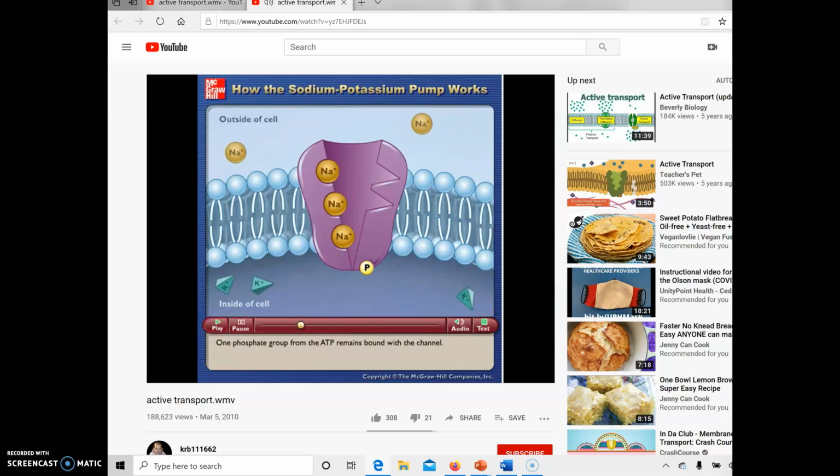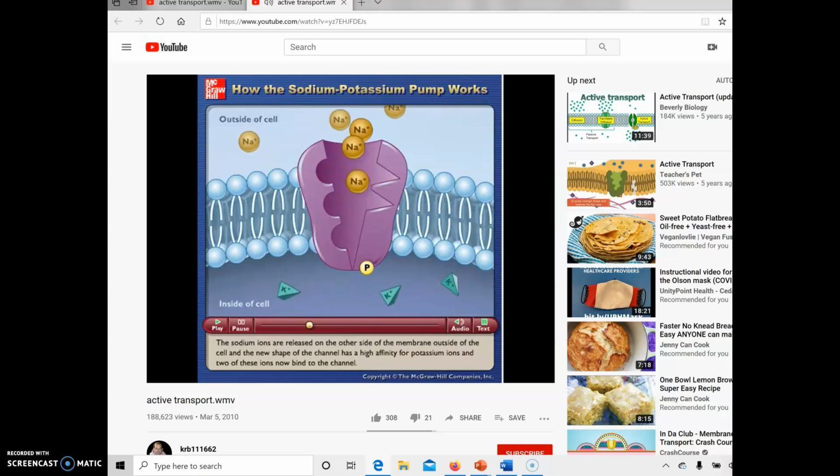1 phosphate group from the ATP remains bound with the channel. The sodium ions are released on the other side of the membrane outside of the cell, and the new shape of the channel has a high affinity for potassium ions, and 2 of these ions now bind to the channel.